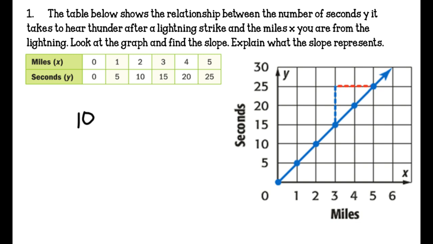And then we look at the red line, and that's a change from 3 to 5, so that's a change of 2. We divide it, and it's 5. And so that's saying it takes 5 seconds to hear thunder, or to see lightning, miles you are from the lightning. So it takes 5 seconds. If it's 5 seconds, you're 1 mile away from the lightning. So it's 5 seconds for 1 mile.